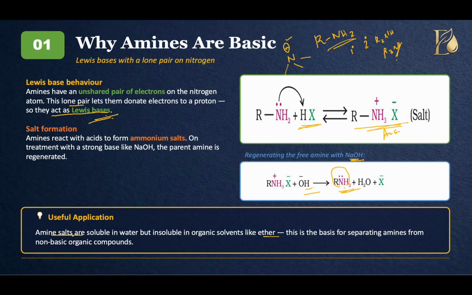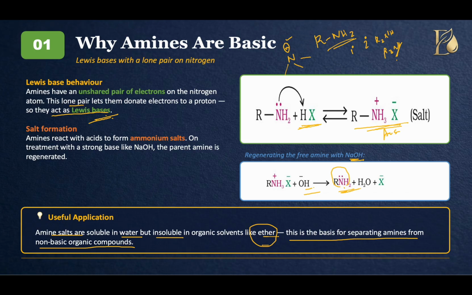Look at this point. Amines are soluble in water because they can form hydrogen bonds with water molecules, so there is a possibility of intermolecular hydrogen bonding. So they can be soluble in water but they are insoluble in organic solvents like ether. Some organic compounds are insoluble in certain organic solvents like ether. This is the basis for separating amines from non-basic organic compounds. This feature we can use for the separation of amines from non-basic organic compounds. So this is one application.